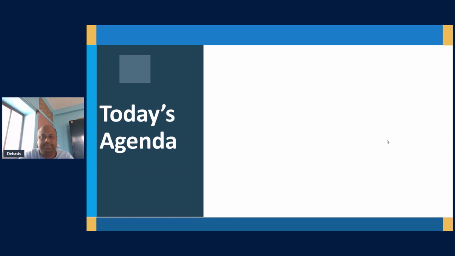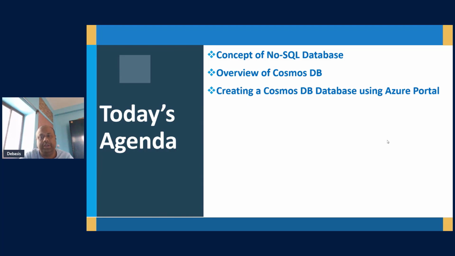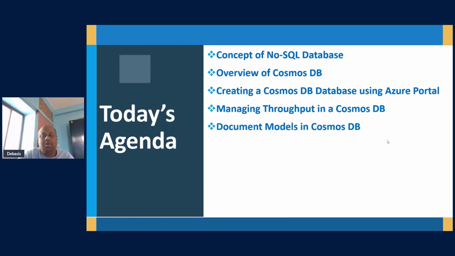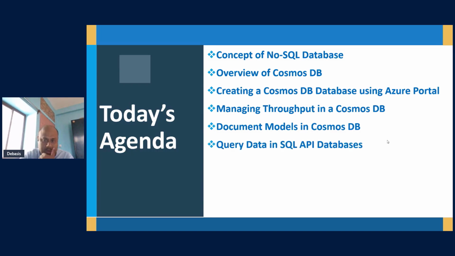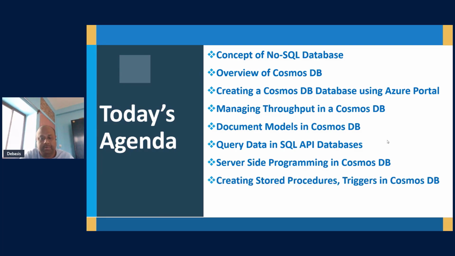In today's session, we are discussing the following topics: the concept of NoSQL databases, an overview of Cosmos DB, how to create a Cosmos DB database using the Azure Portal, how we can manage throughput in a Cosmos DB database, what the document model concept is in Cosmos DB, and how we can perform data queries, or select-type queries in SQL, using Cosmos DB with the help of the SQL API. We'll also discuss a little bit about server-side programming in Cosmos DB, how we can use different server-side objects like stored procedures, triggers, UDFs, etc. in our Cosmos DB platform. And at the end, we will have a Q&A session.